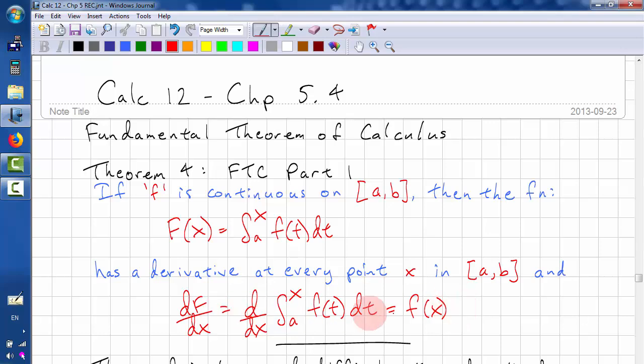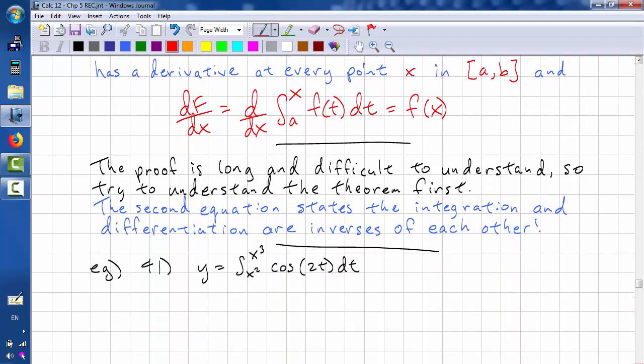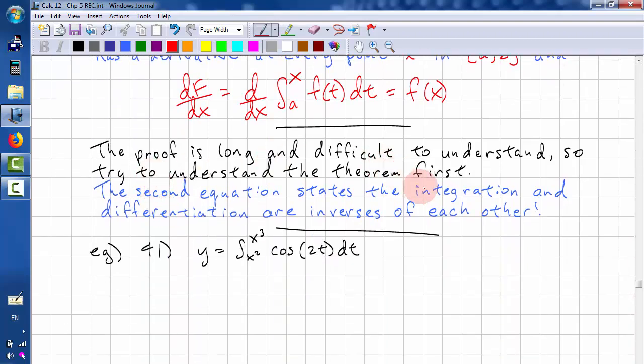Now, this might look simplistic, that we just get our same function back and replacing it with an x, but it's a very long proof and it's difficult to understand, and you want to just try to understand the theorem first before going through the proof.